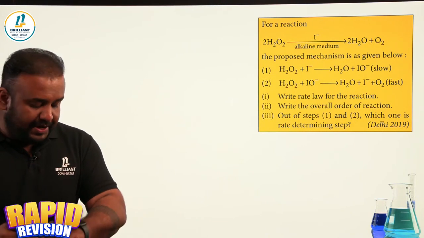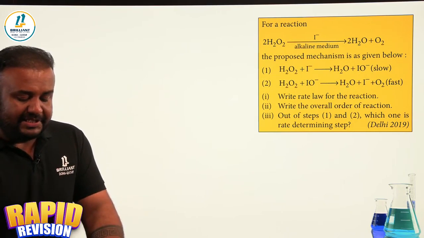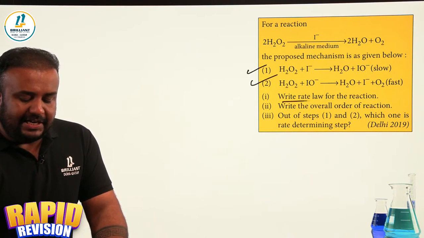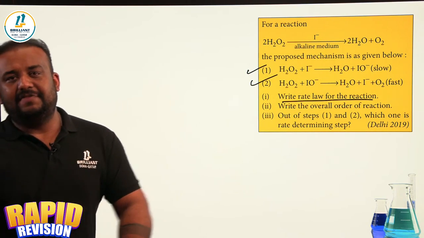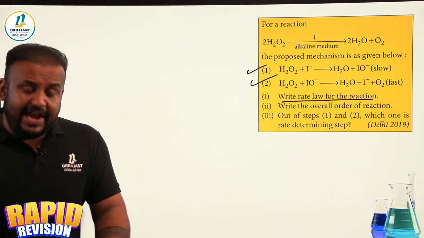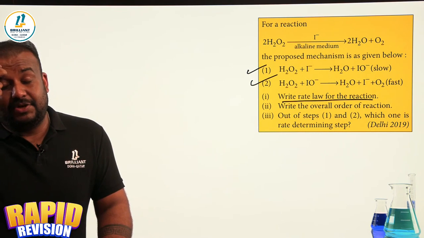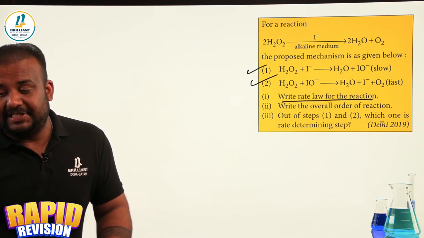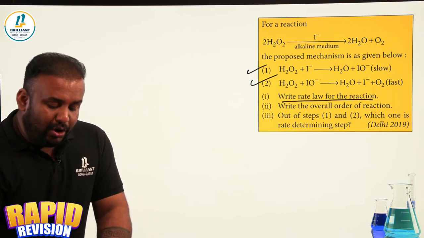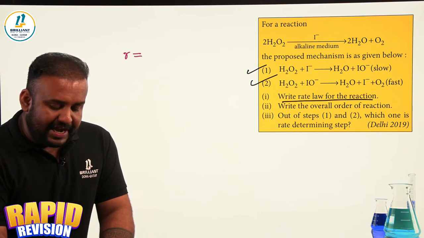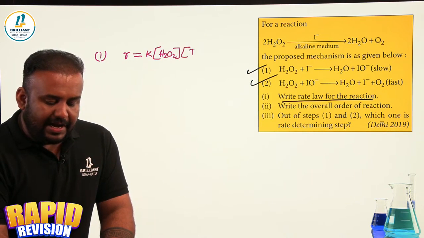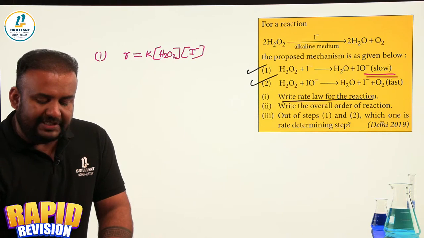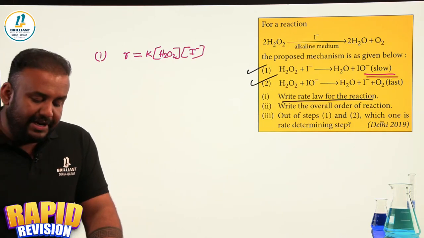For a reaction H2O2 giving H2O plus O2, the proposed mechanism is given: first step, second step. Write the rate law of the reaction. Remember, if there is a complex reaction which involves multiple steps, the rate law can be written based on the rate determining step. Which is the rate determining step? The slowest step. So the rate expression can be written as R = k[H2O2][I⁻], because the slowest step is the rate determining step.